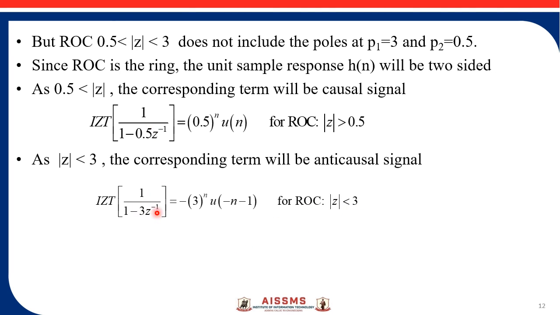So now let us combine these two terms and rewrite the expression, the final answer. So H of n is the inverse Z transform of H of Z. So that is equal to minus 2 into 3 raised to n u of minus n minus 1 plus 0.5 raised to n u of n.